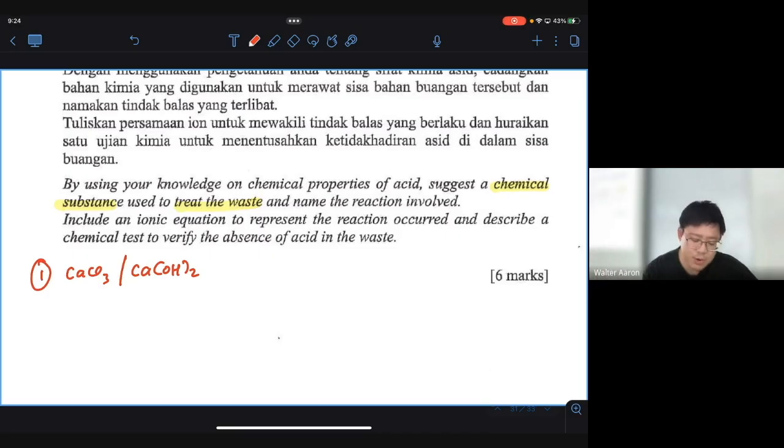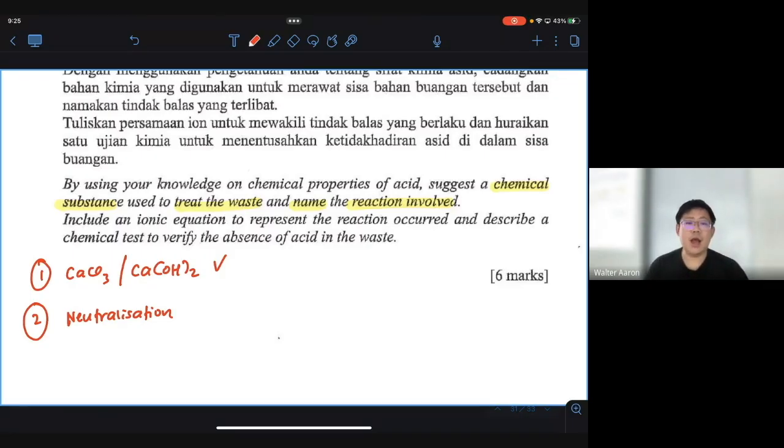So describing one chemical substance is done already, you get 1 mark. Second, they ask you to name the reaction involved. If you use a base to neutralize the acidity of the sulfuric acid, then the name of this reaction will be neutralization. Neutralization is your answer, so you get your second point done.